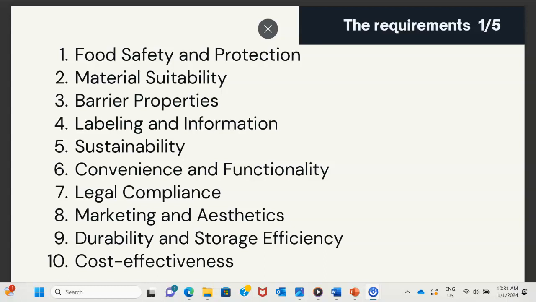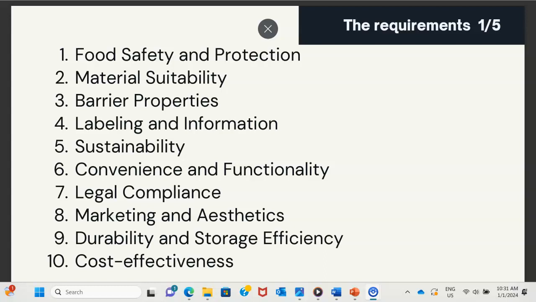The eighth requirement is the marketing and aesthetic points. So the packaging often plays a crucial role in marketing of the product as we know it. It should be visually appealing to consumers with effective branding, and sometimes tailored to specific target markets or retail environment. So if you have a food product for kids or a food product for adults, generally they will have a different design or coloring or strategy that will be put on the product packaging.